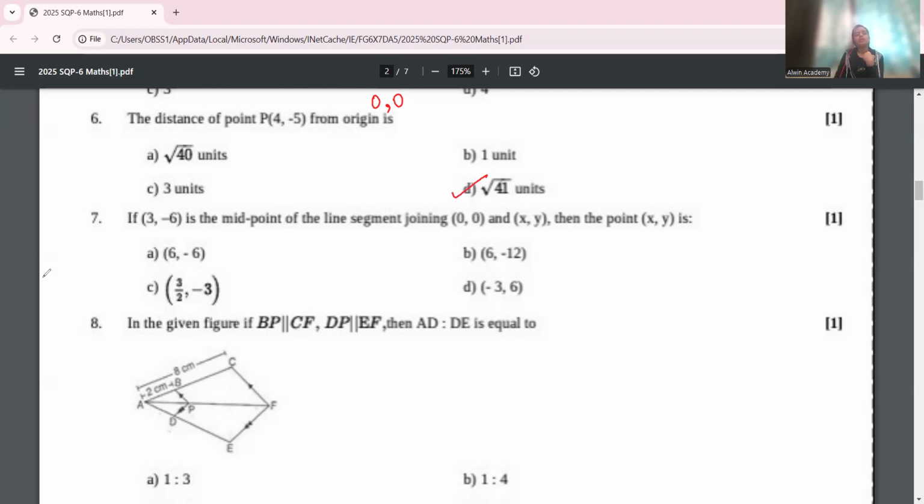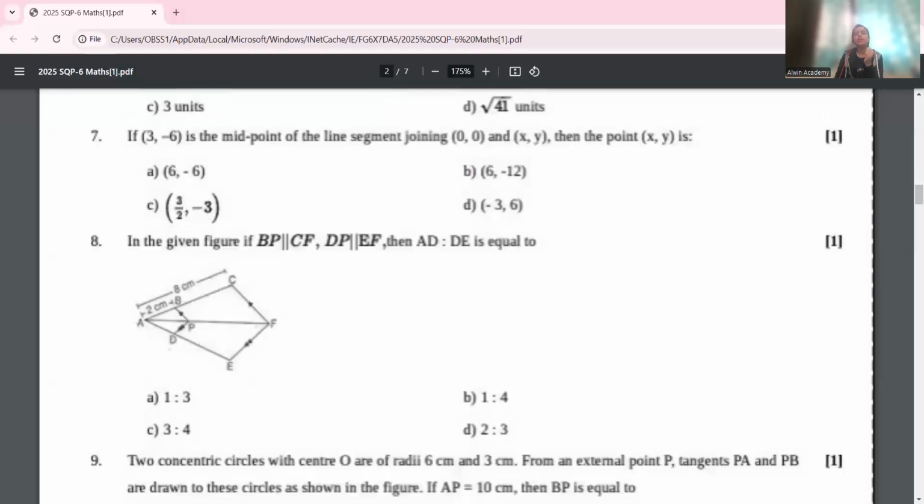Going to the next question, if 3 comma minus 6 is the midpoint of the line segment joining 0 comma 0 and x comma y, then the coordinates of x comma y is. Now we can apply the midpoint formula here, and when we solve the complete expressions, we'll get the answer as 6 comma minus 12, option B.